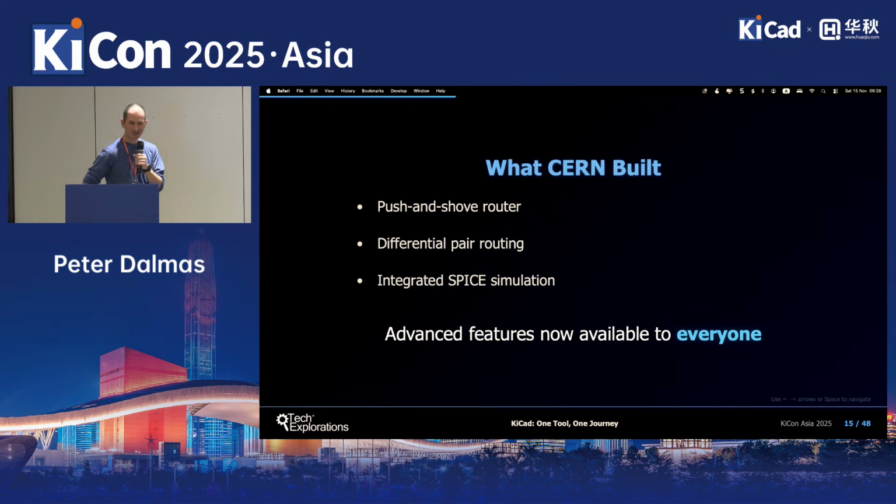So things like the push and shove router, differential pair routing, all these things didn't exist back then. Even, I don't like the last one, SPICE simulation. I'll talk more about that later, but even that was at least introduced, brought in by CERN, okay?